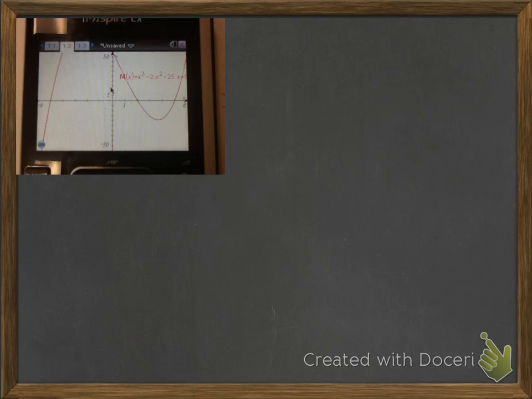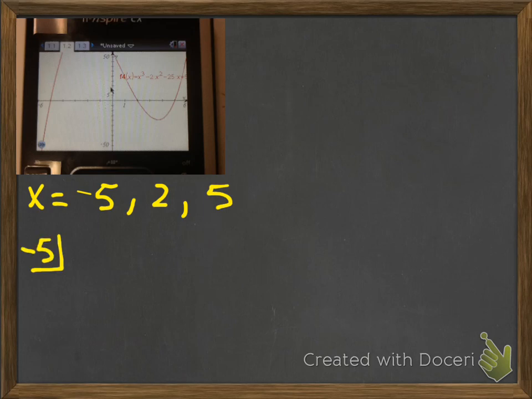So if I look at that, it looks like the graph crosses the x-axis at negative 5, positive 2, and positive 5. Using synthetic division, I can check to see if those answers are correct. So I have the negative 5. I'm going to try that one first. And again, I want a remainder of 0.